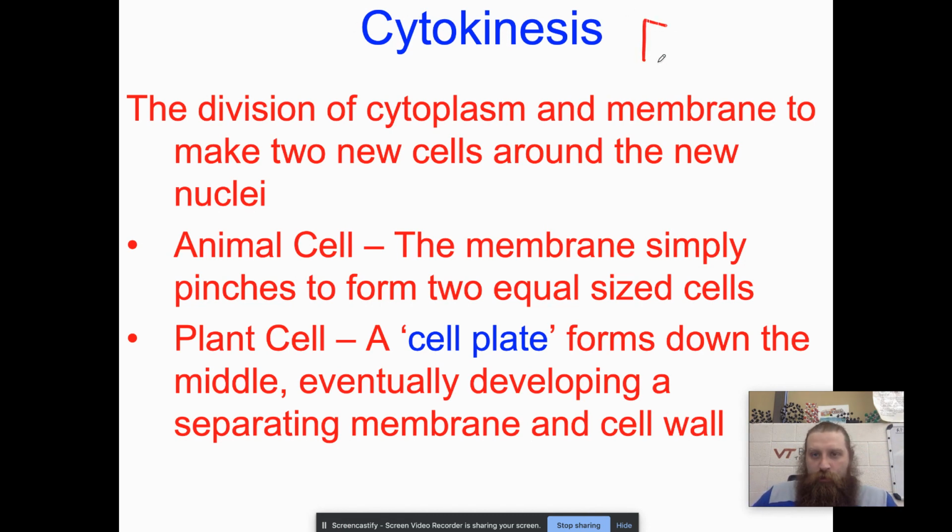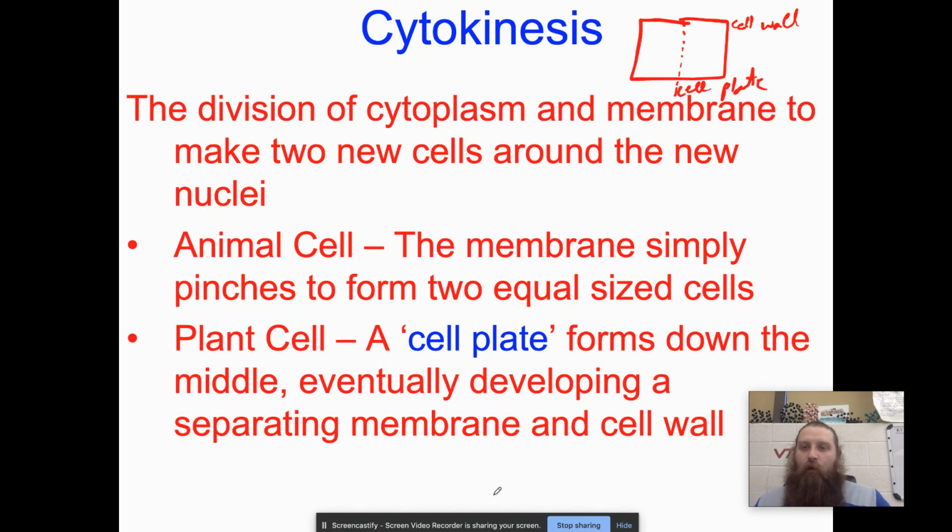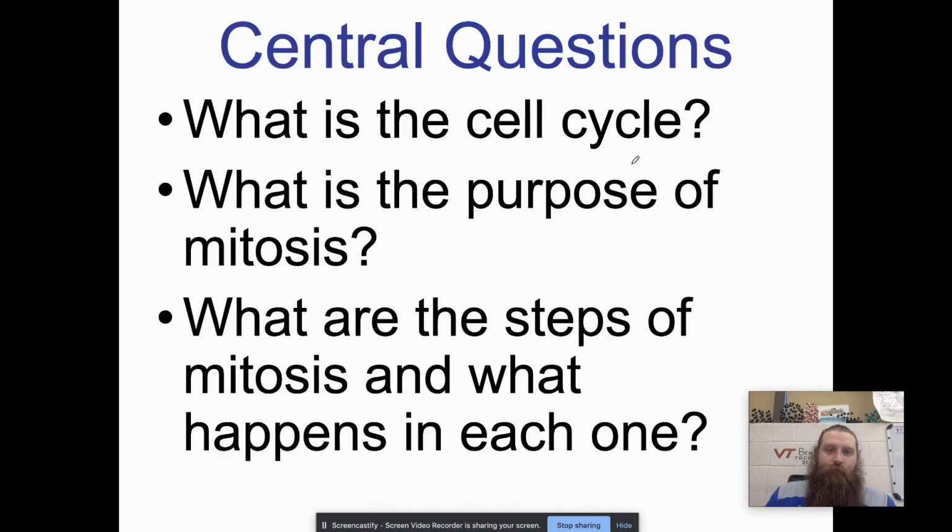So let's make a bigger plant cell. Here's my plant cell. We're going to draw it as a rectangle because it has a cell wall. Then in the middle, where cytokinesis would be occurring, this would be called the cell plate. And that's eventually going to become a new cell wall. Remember, plant cells have a cell membrane right inside the cell wall, so that's also going to be pinching off. But the cell plate does differentiate plant division from animal division.